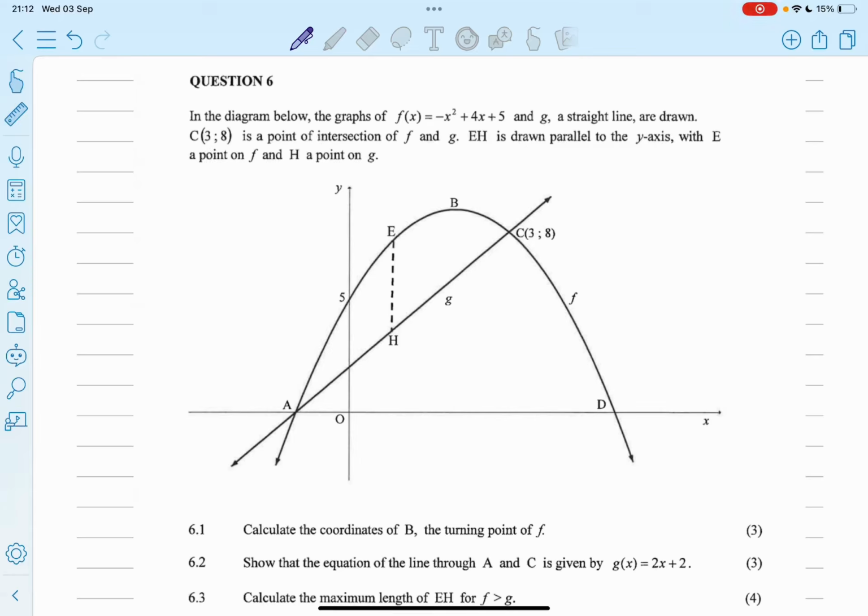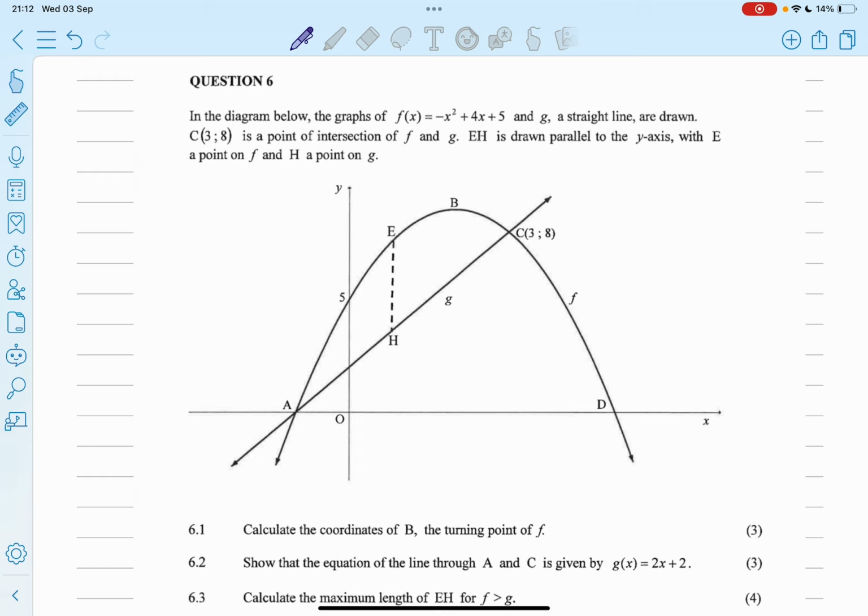Hi there. In this video, we are looking at question 6, which is an exam level problem from the November 2024 Maths Paper 1 NSC paper. Okay, so let us begin with the question. Here in the diagram, we are given the graph of f of x, and we also have a straight line, which is g. We're given a point C over here.